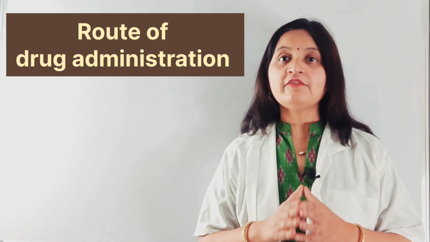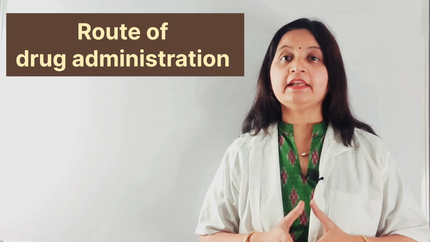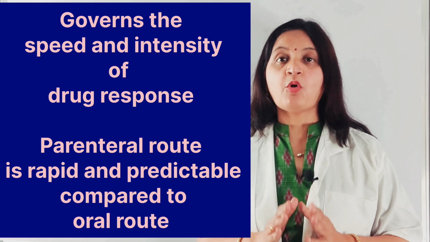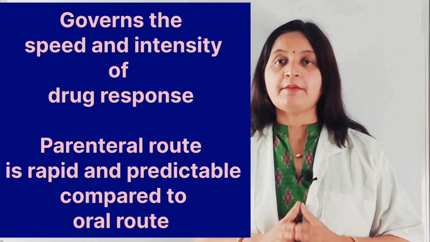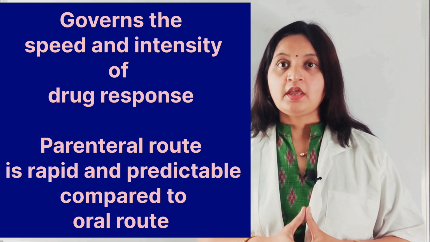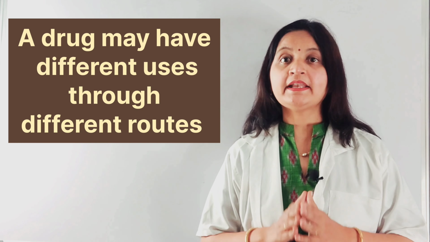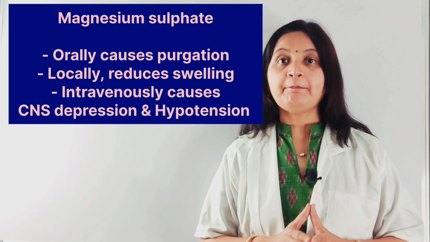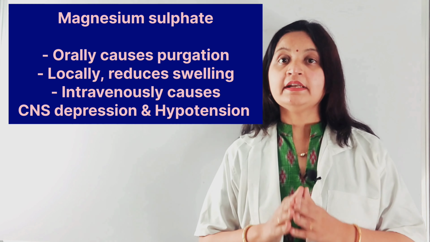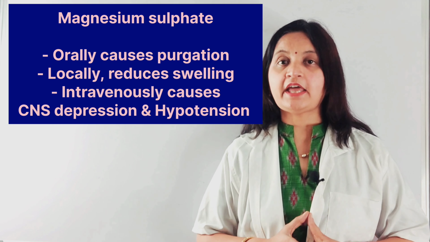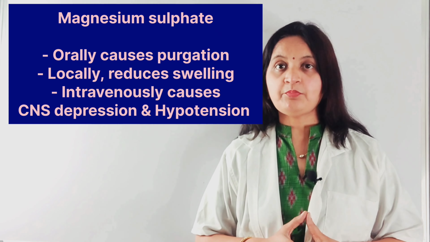The next factor is route of drug administration. Route of drug administration governs the speed and intensity of drug response. For example, parenteral route causes more rapid and predictable drug response compared to oral route. A drug can have entirely different uses through different routes. For example, magnesium sulfate administered orally can cause purgation, but when applied locally on joint sprains it decreases the swelling. Magnesium sulfate when administered intravenously can cause CNS depression and hypotension.